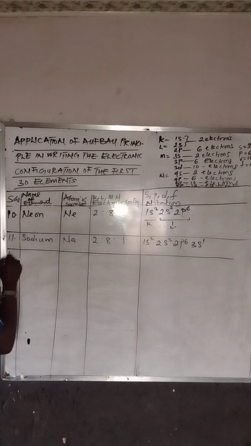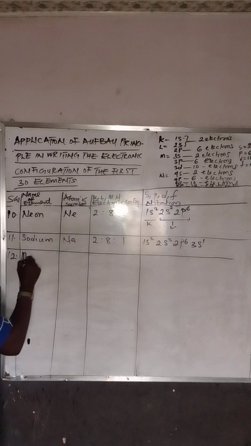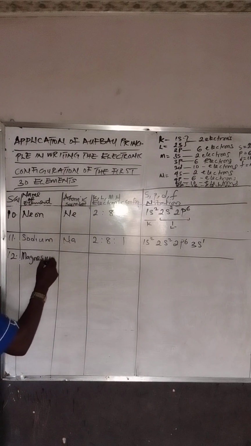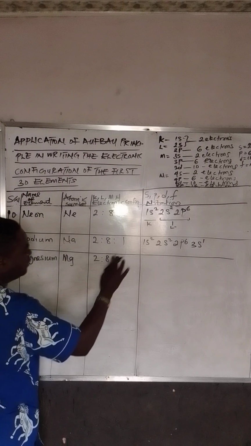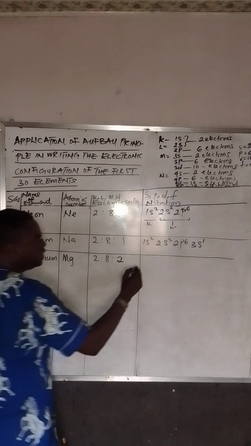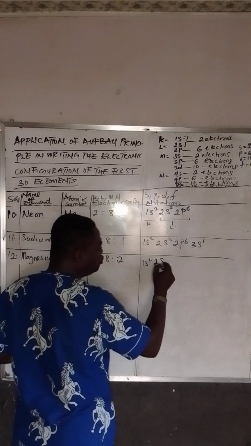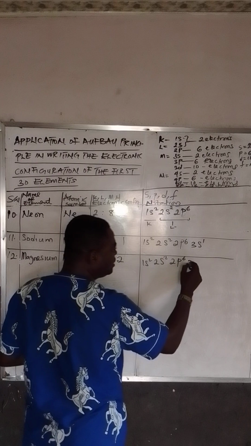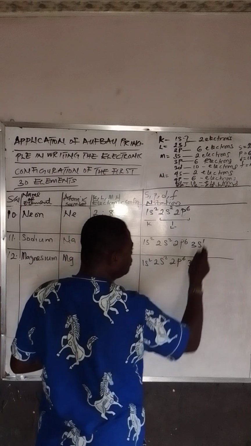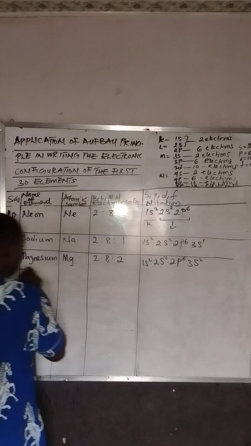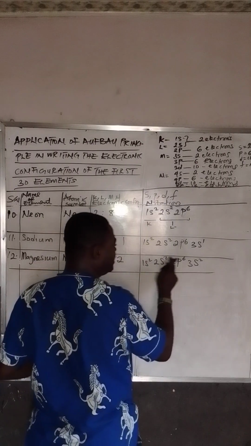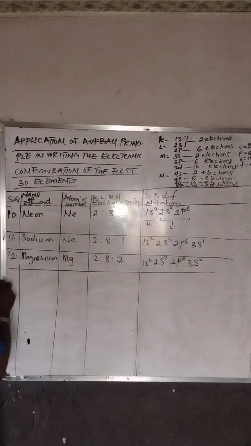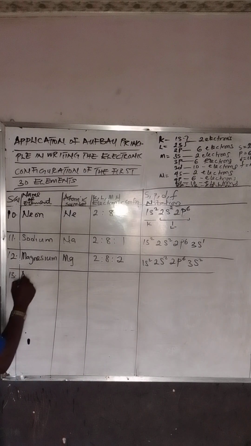Then the next one, number 12, is magnesium. Magnesium Mg, which is 2 to 8 to 2. The configuration is now what? 1s2, 2s2, 2p6, 3s2. Now add them together: 2 plus 6, that's 8, 9, 10, 11, 12. Now, then the next one is aluminium.